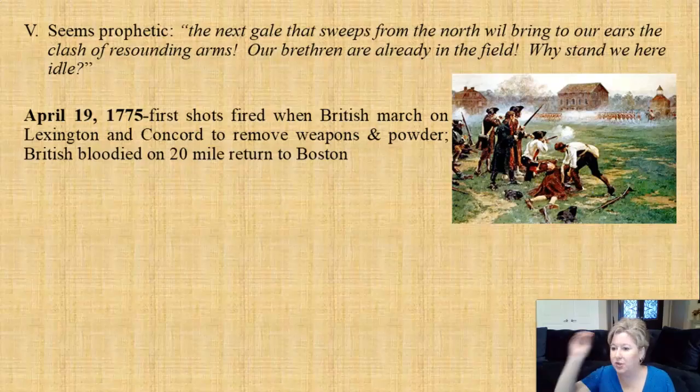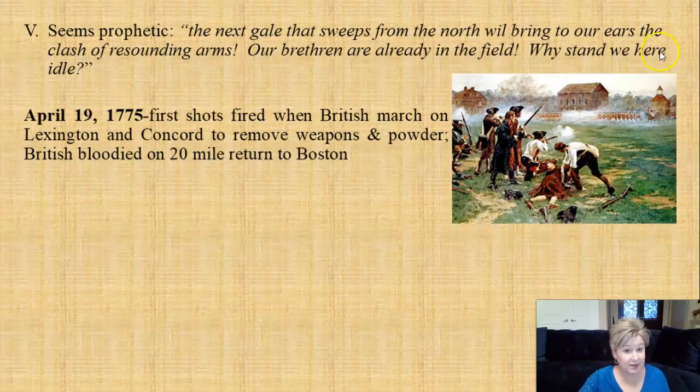He knows what the consequences are going to be if we don't act now. He sees the handwriting on the wall over and over and over again. So he saw it back at the time of the Stamp Act. He sees it now, and he's going to see it later as well.